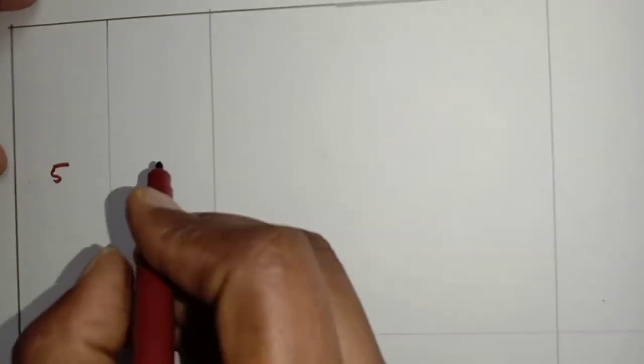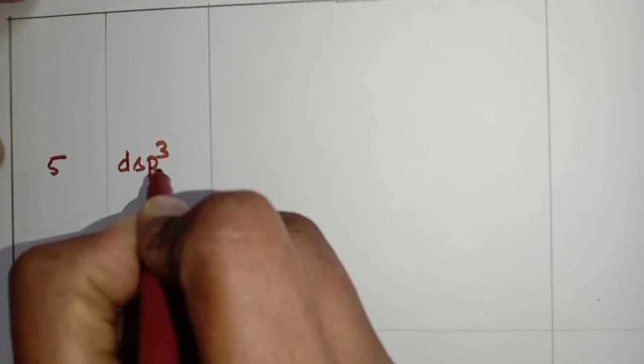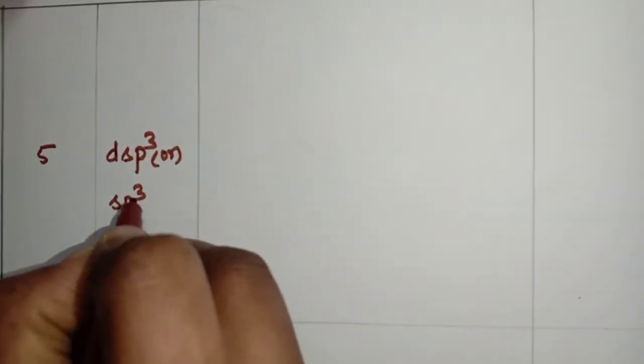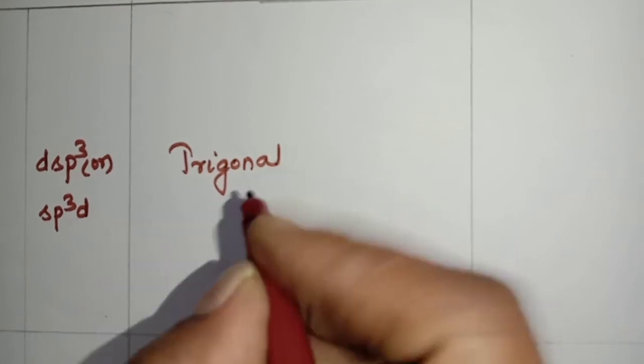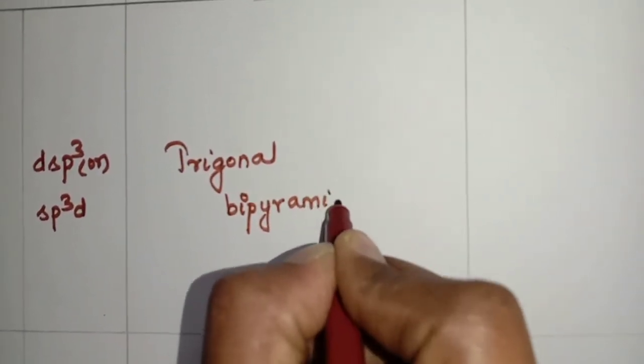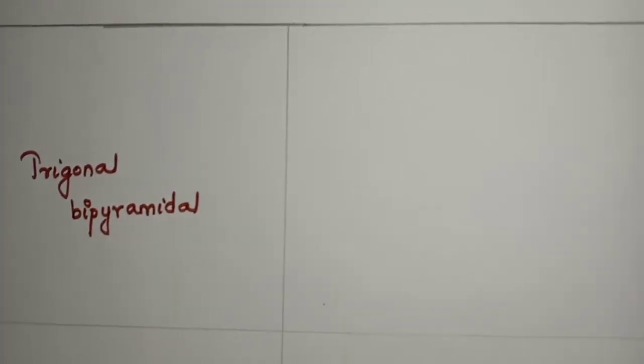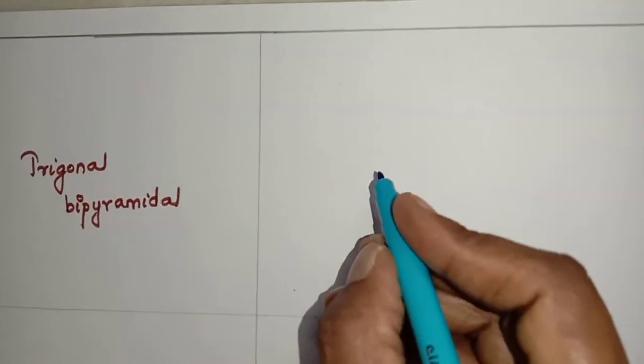Write down when the coordination number is 5. When the coordination number is 5, hybridization is dsp3, or it can also be written as sp3d, and the shape would be trigonal bipyramidal. So look at the structure of the complex.